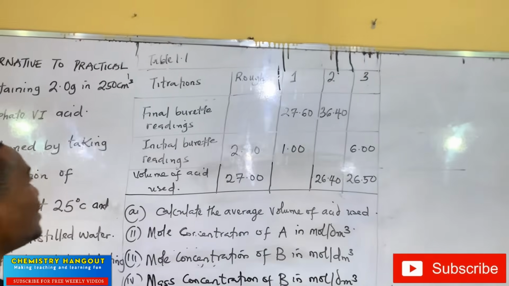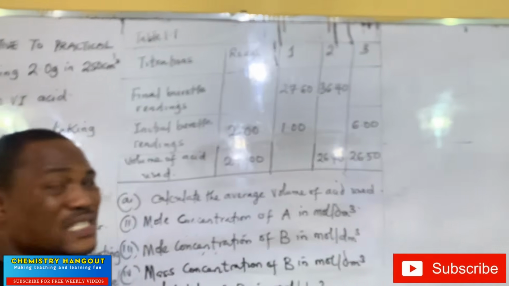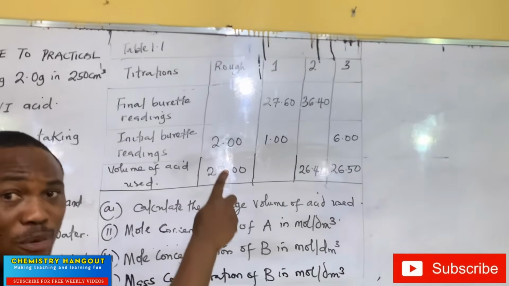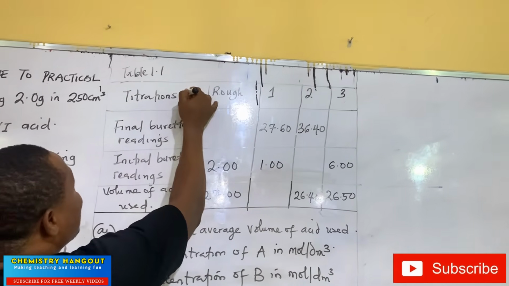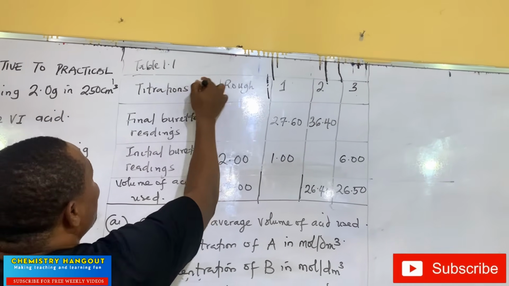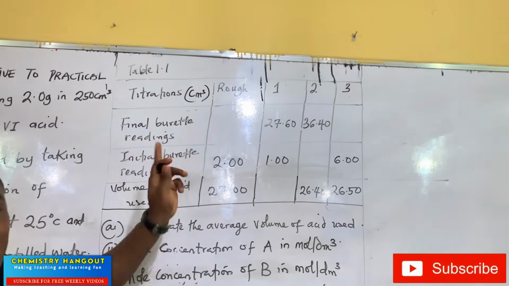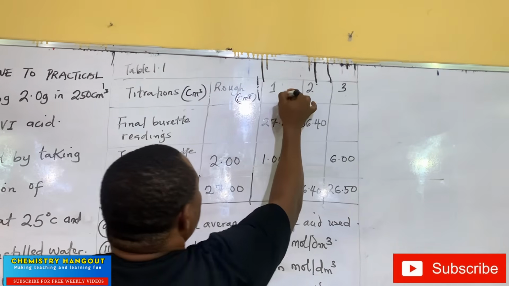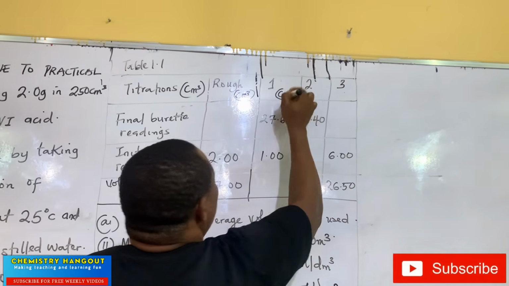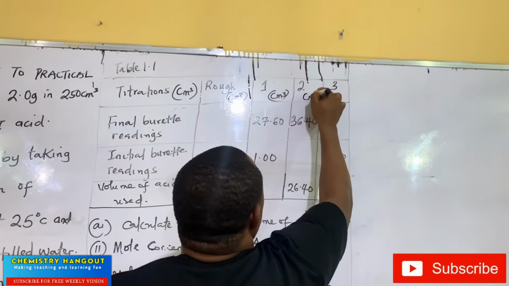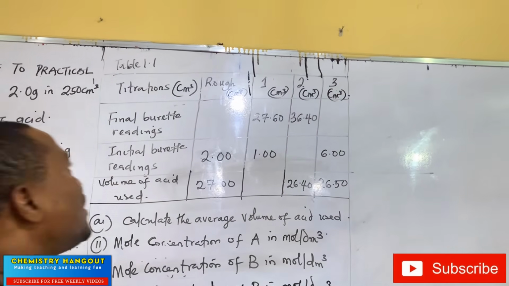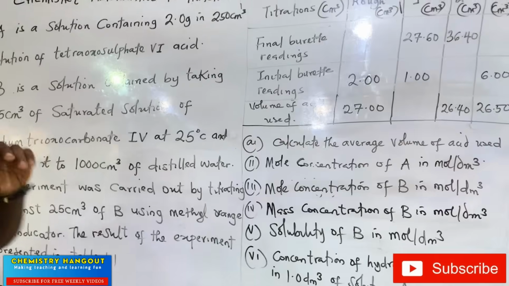The first thing I'm going to do here, please note this, is a bit tricky and you can lose a lot of marks from here. The first thing to do is make sure that the units are written. Did you see they did not write the unit? So rough is in centimeter cube, and all of these will be written. That's the first thing to do. Second, centimeter cube, centimeter cube. Very important. They've given us the methyl orange and all that.